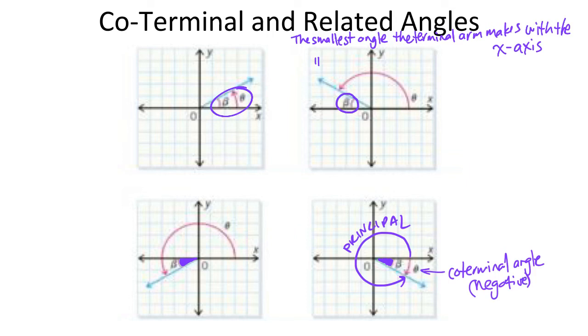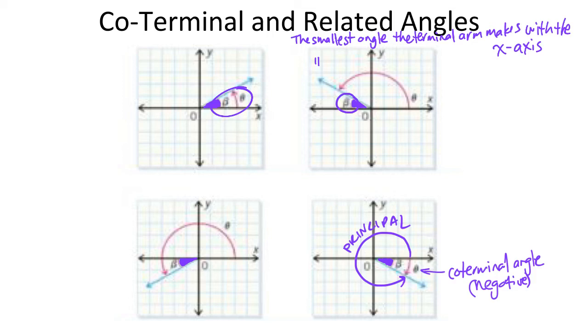But anyway, the key thing that I was trying to get at there was the related acute angle. So the related acute angle is always that little guy that joins the terminal arm to the x-axis in the nearest way possible. Never with the vertical axis, okay? Always with x.